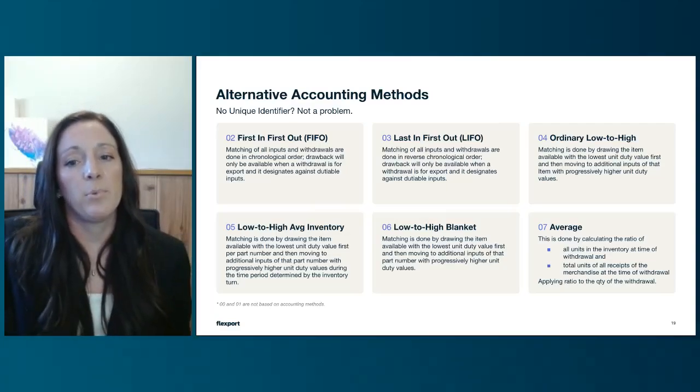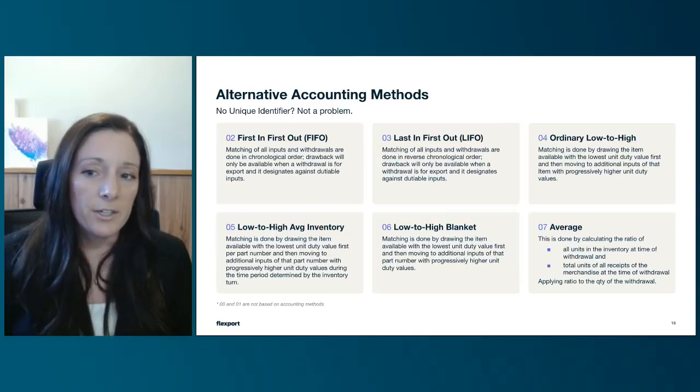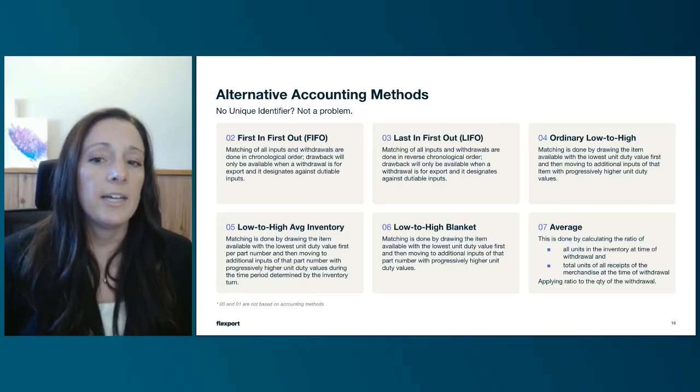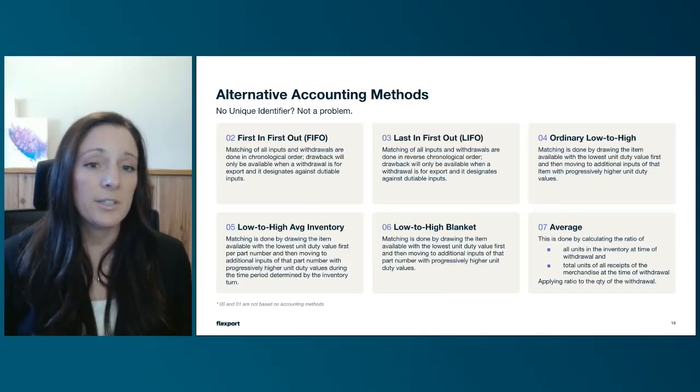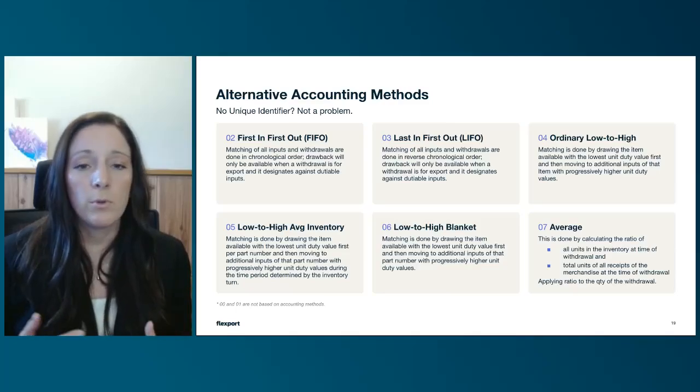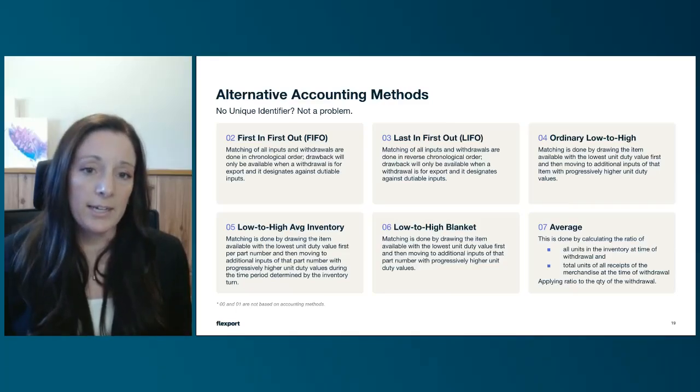Using the t-shirt example where no unique identifier is available, we could assign a direct identification of that exported men's black t-shirt in size large based on an accounting method, maybe FIFO or LIFO, maybe low to high, etc.